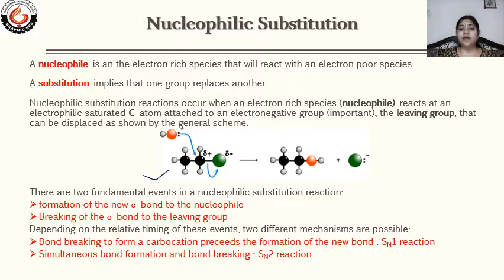So here, first the OH group attacks the carbon. OH is a nucleophile because it is rich in electrons. So it will attack the carbon, and at the same time the bond between the leaving group and the carbon is detached. So the OH is replacing the leaving group here. This is an example of the nucleophilic substitution reaction.